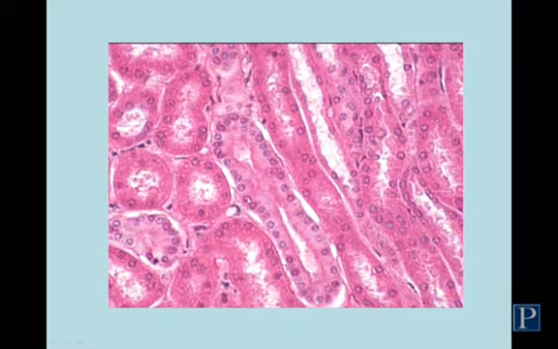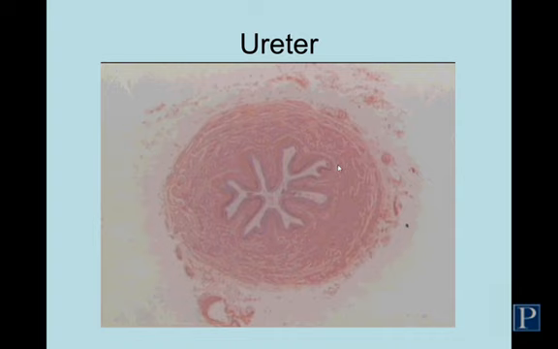Here's a section where you have a collecting tubule in longitudinal section. Here's thick loop of Henle in longitudinal section, and here's thin loop of Henle in longitudinal section. So be able to identify those structures both in cross section and in longitudinal section. So that's what you need to know for the kidney.